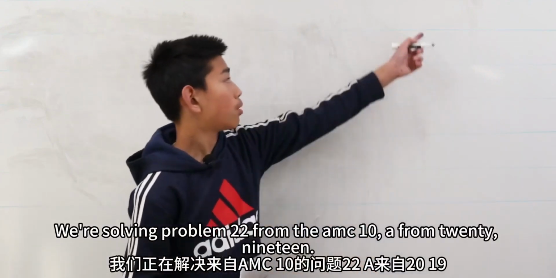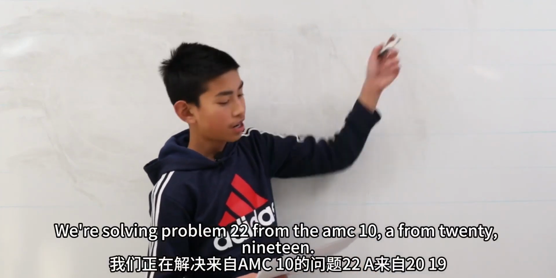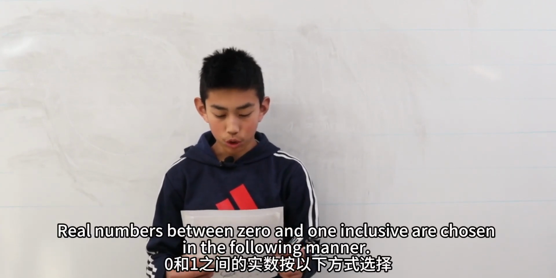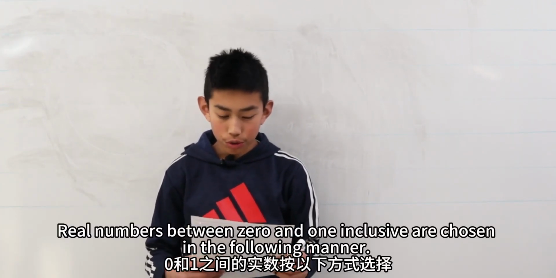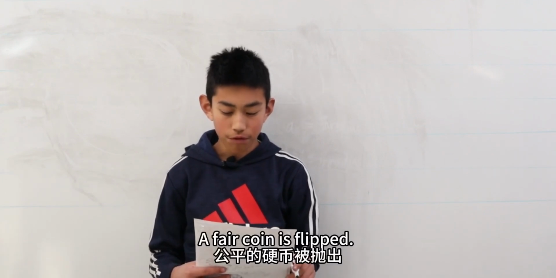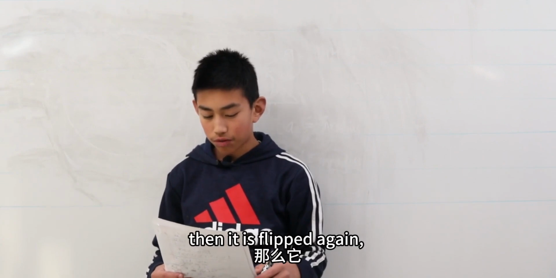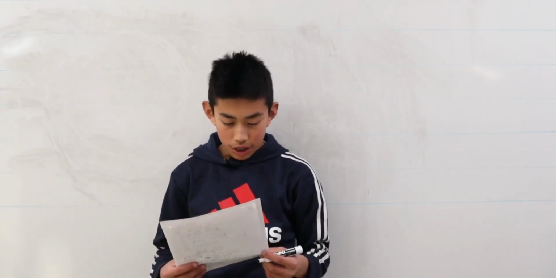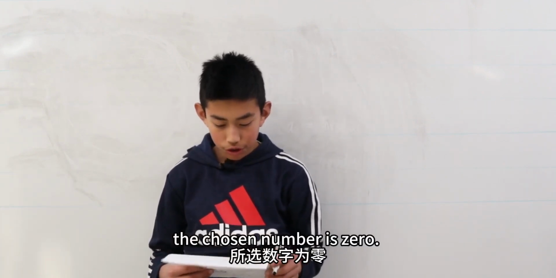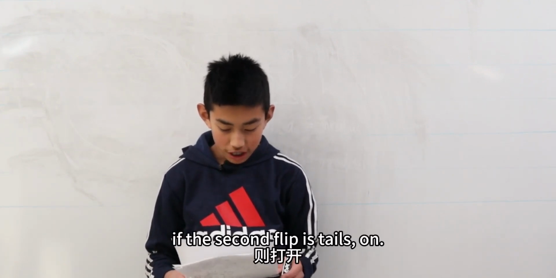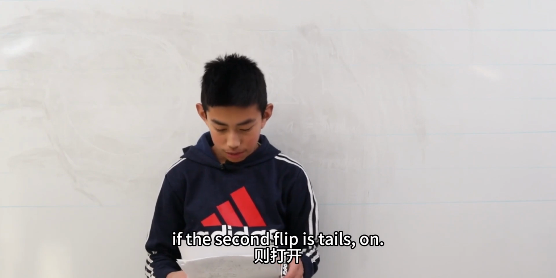We're solving problem 22 from the AMC 10A from 2019. Real numbers between 0 and 1 inclusive are chosen in the following manner. A fair coin is flipped. If it lands heads, then it is flipped again and the chosen number is 0 if the second flip is heads and 1 if the second flip is tails.